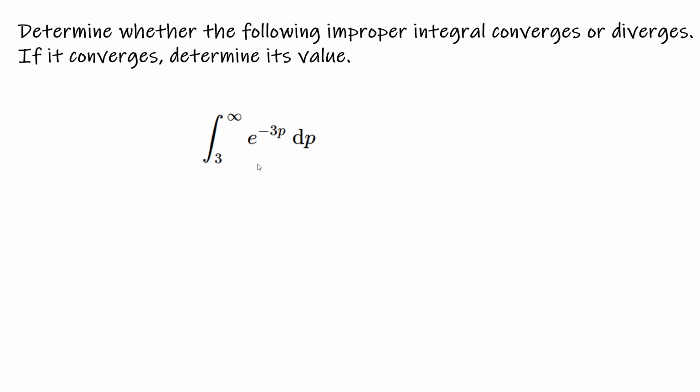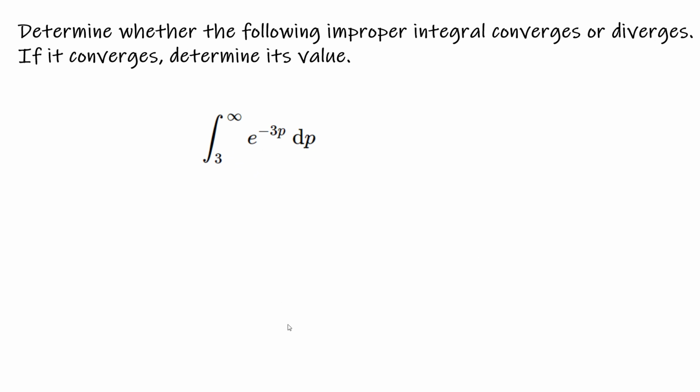Determine if the following improper integral converges or diverges. If it converges, determine its value. So we've got an improper integral because this limit of integration is infinite, 3 through infinity. Sometimes this is called a type 1 improper integral.